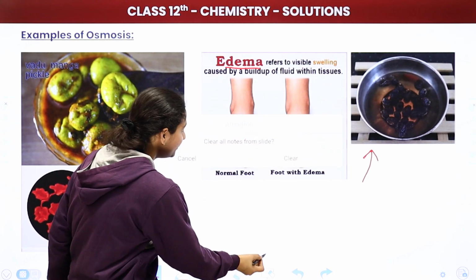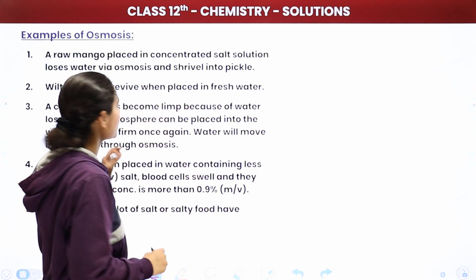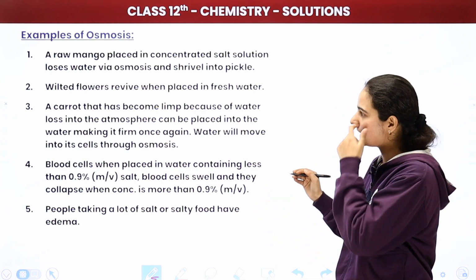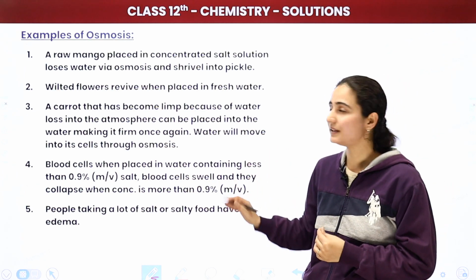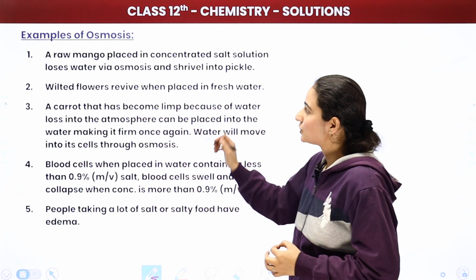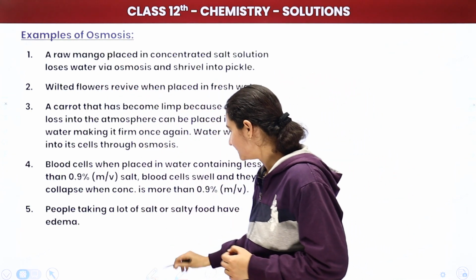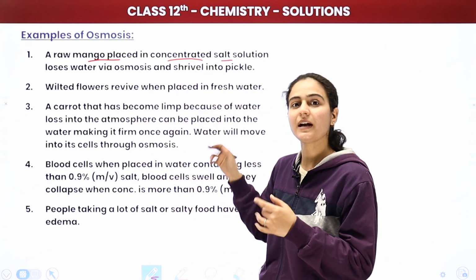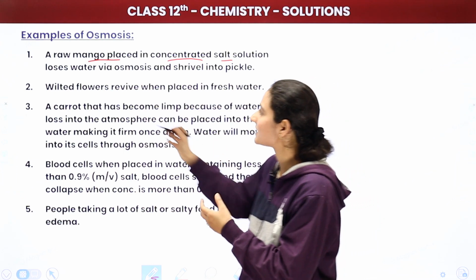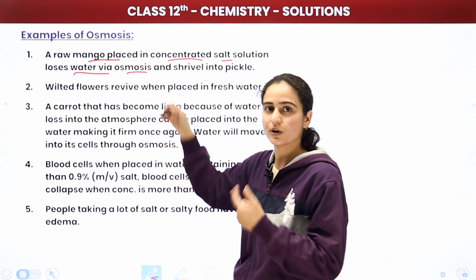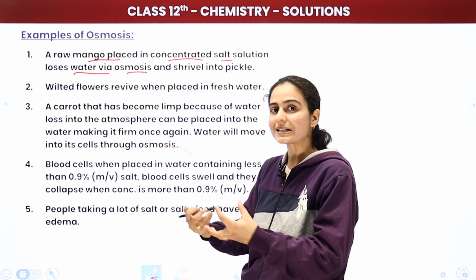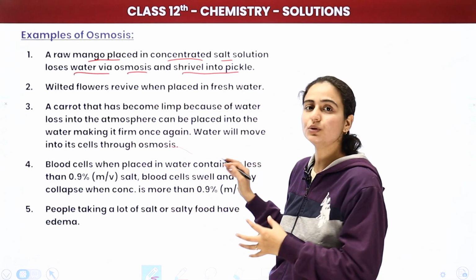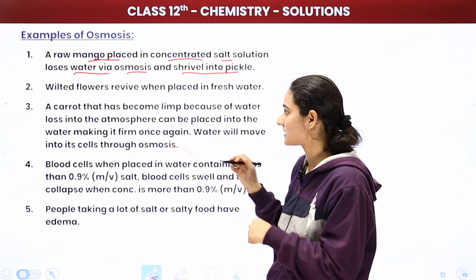Now, moving forward, again these same examples which we just read through the images, in these, and I think a few more examples I have added here. We'll just read. So the first one is about the raw mango. Here a raw mango placed in concentrated salt solution, because we are pickling, right? Loses water via osmosis, it loses water, and it becomes shrunken and shrivels into pickle. This is how pickle formation takes place.